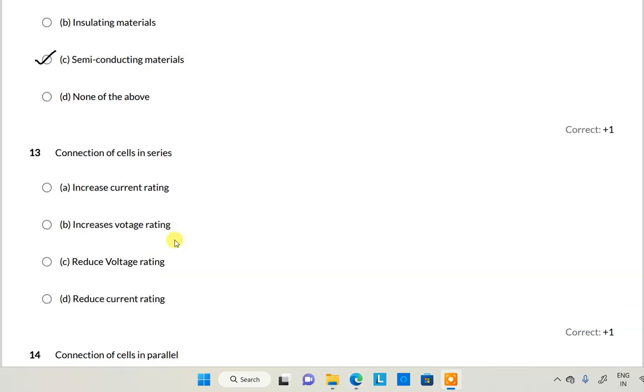Next question: connecting of cells in series. If cells are connected in series, for example, this is a cell, this is a cell, connected in series, what will happen? It increases the voltage, so it increases the voltage rating. Whenever you want more voltage, you can connect in series. In the aiding case, we can increase the voltage. So option B is the correct option.